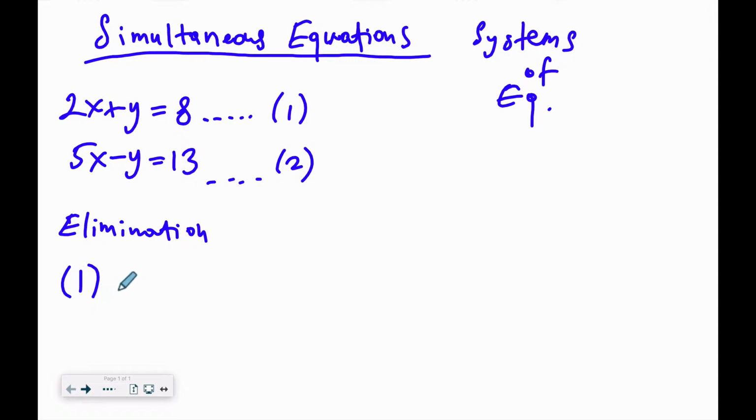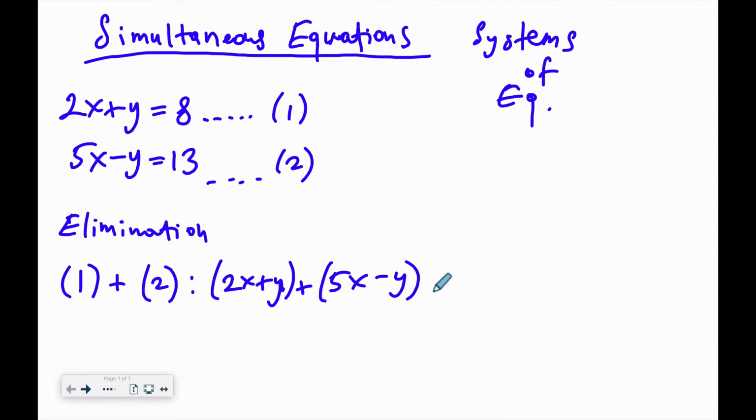We'll sum up equation 1 plus equation 2. What we mean by this is we will add the left hand side with the left hand side and the right hand side with the right hand side. So it will be 2x plus y, and then plus 5x minus y, is equal to 8 plus 13. And then let's expand these brackets.